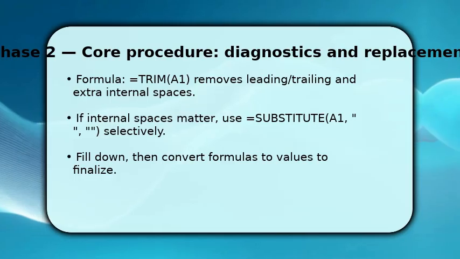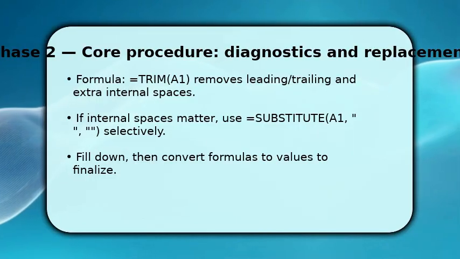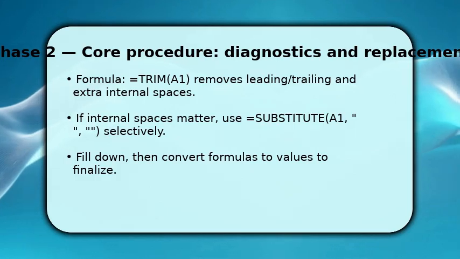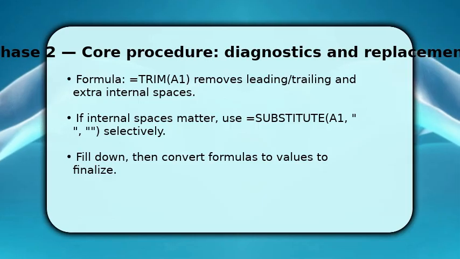If you must only remove leading spaces and preserve internal spacing, use =IF(LEFT(A1)=" ",MID(A1,MATCH(FALSE,MID(A1,ROW(1:1000),1)=" ",0),LEN(A1)), A1) or a targeted SUBSTITUTE routine, but TRIM is usually simpler. Once the helper column shows correct numbers, drag the fill handle down.